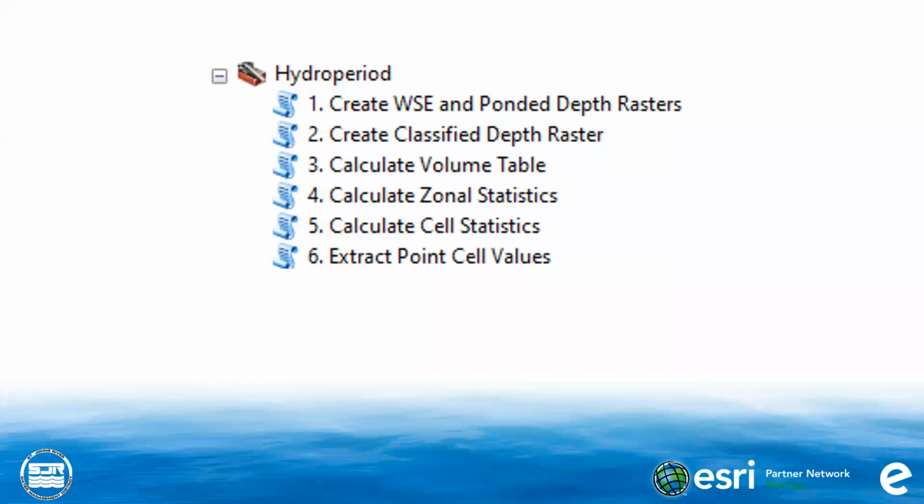So there are 6 functions of the Hydroperiod tool. The tools leverage ArcHydro's database design for things like feature identification, default layer naming, and time series management. And I will show you a user interface of the first step.